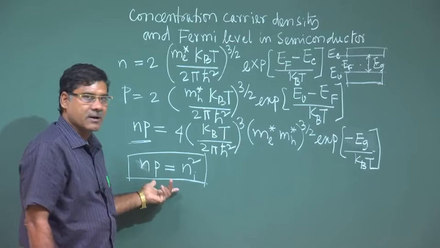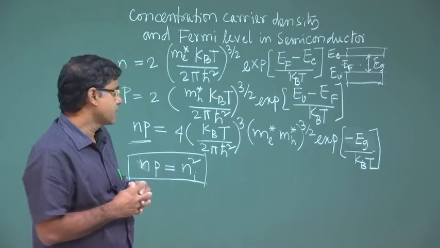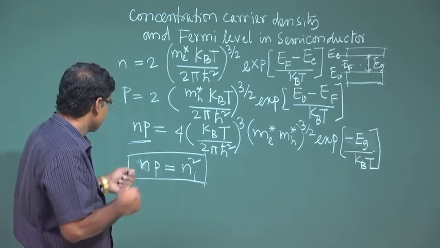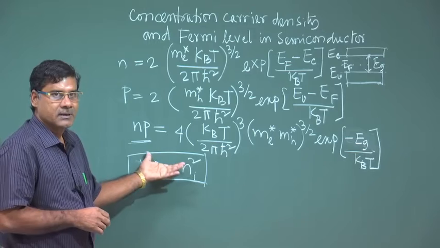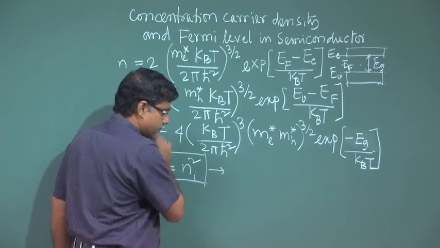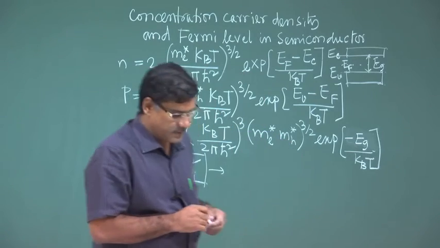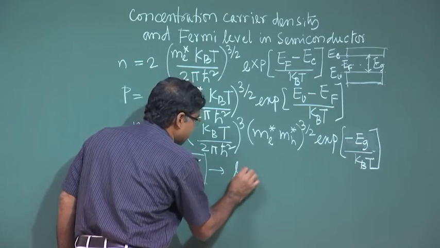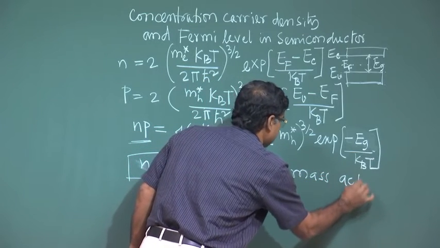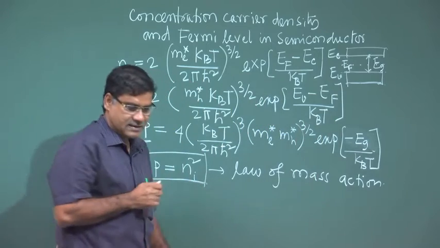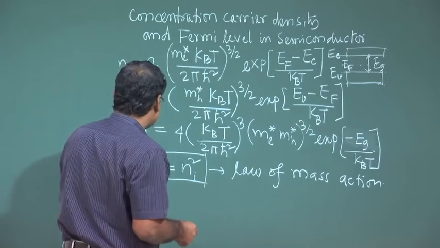So for extrinsic semiconductor, it is p type or n type, or it can be mixed also. Both carriers may be there of unequal density, but it will follow these rules. So this is called the law of mass action. This is a very important law of mass action, as I told in the last class.